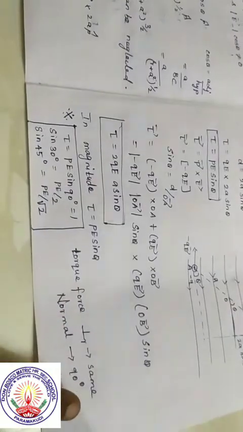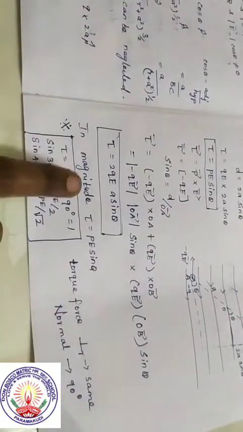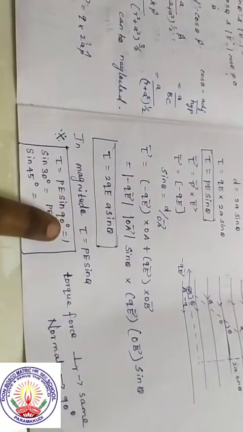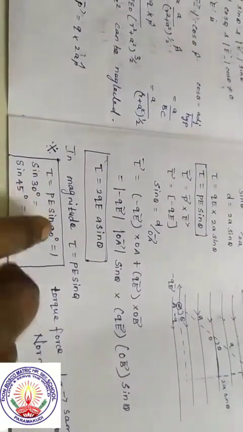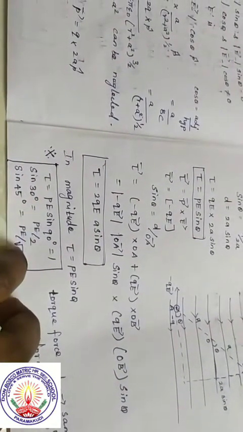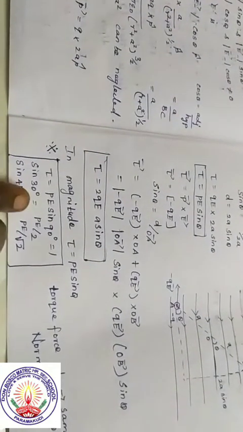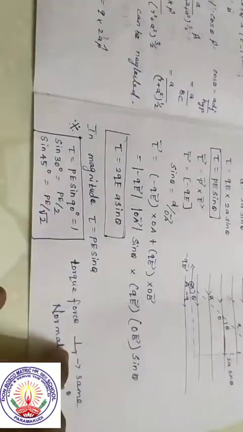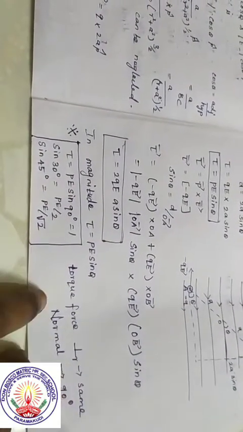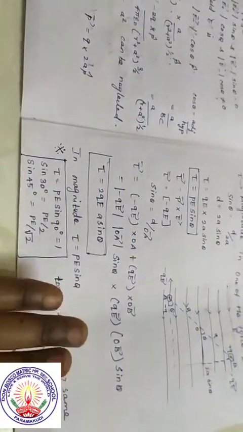These are the 1-mark questions. For sin 90 degree, torque is PE, as sin 90 is 1. For 30 degree, the sin value gives PE by 2. For 45 degree, it gives PE by root 2. If the force is perpendicular, the torque will be the same, and normal means 90 degree. This is also an important 5 mark question.